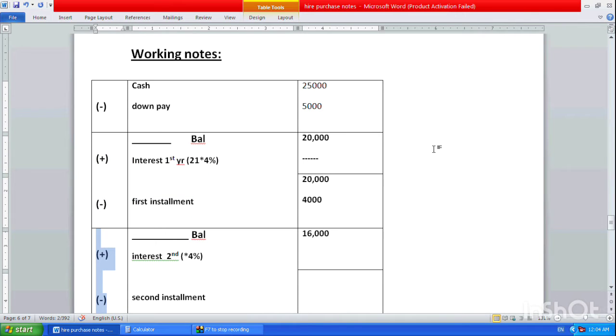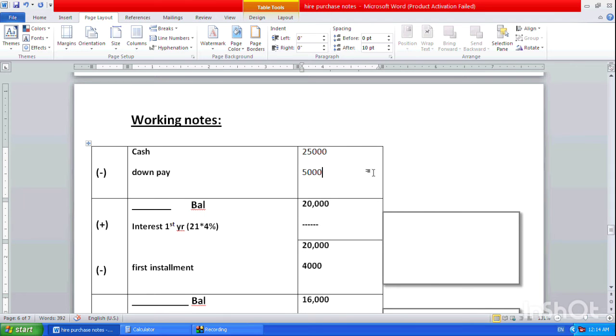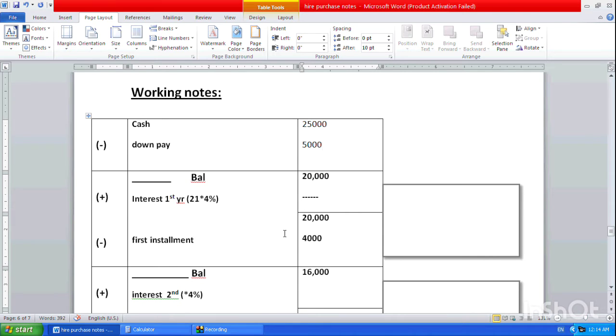So 16,000 is the balance. The interest is nil, so we have to pay the second installment. Here we have to calculate the interest and installment separately. Look how much amount we have. If you want to calculate the interest separately, the balance is 20,000. On this 20,000 we have to take the interest.